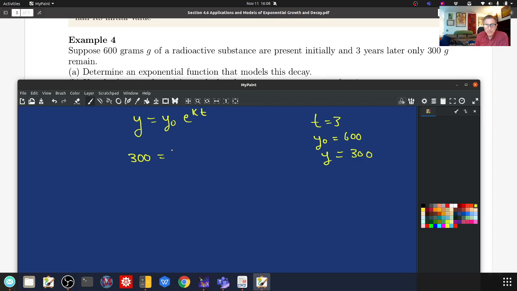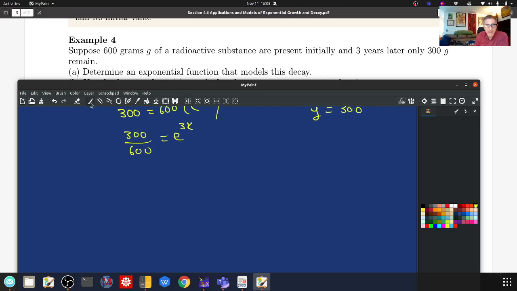So let's plug and chug. 300 is equal to 600 times e to the 3k. So I'm going to divide both sides by 600. And 300 divided by 600, as I said, is going to be 1/2. So what I'm going to do now is take the natural log of both sides. So the natural log of 1/2.